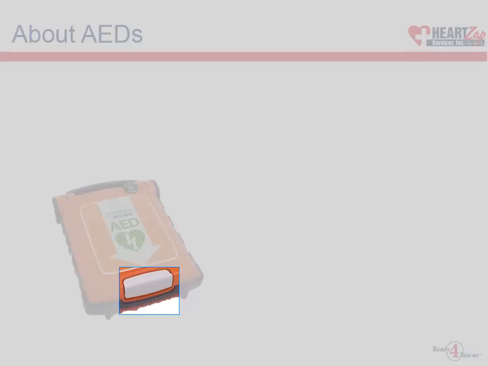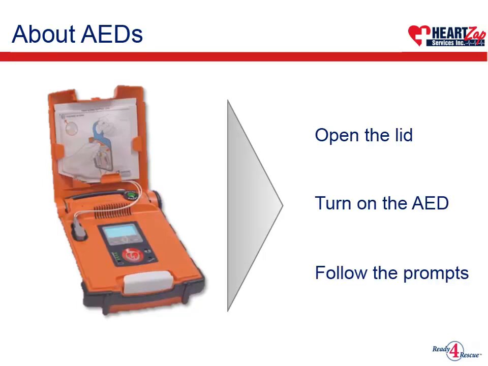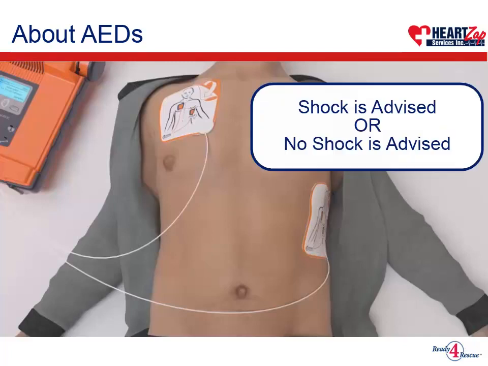All you have to do is press down on the white latch, which will open the lid and turn on the AED, and follow the prompts. When the AED is turned on and the electropads are attached to the casualty, the heart rhythm will be analyzed and the rescuer notified if shock is advised or no shock is advised.